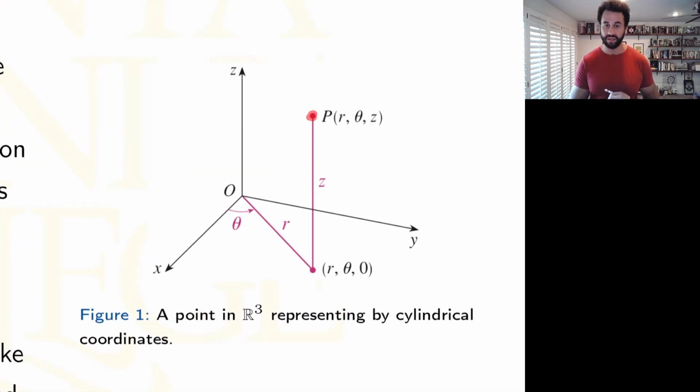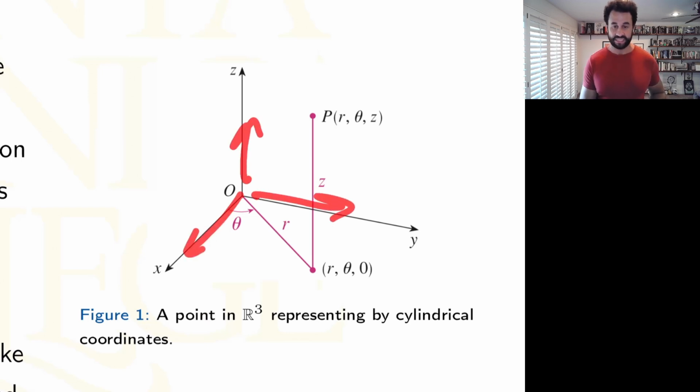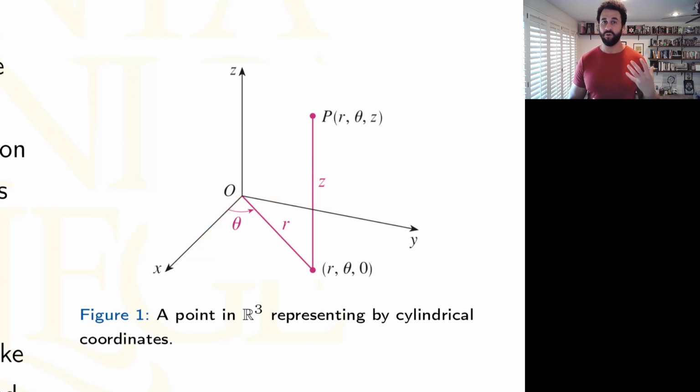Here's our point P. We can describe the location of that point in three-dimensional space using these other coordinates that are not x, y, and z, right? Cartesian coordinates are rectangular. It's literally x, y, and z. But that's not the only way to effectively describe the position of a point in three-dimensional space. Another way to do it is to basically do a combination of polar coordinates and Cartesian coordinates. That's really what cylindrical coordinates are.